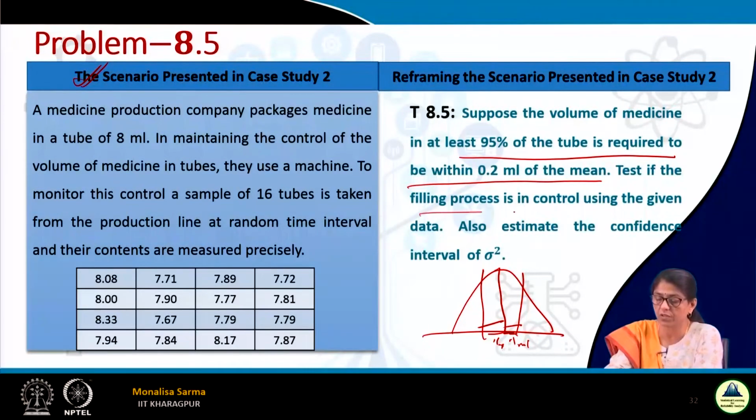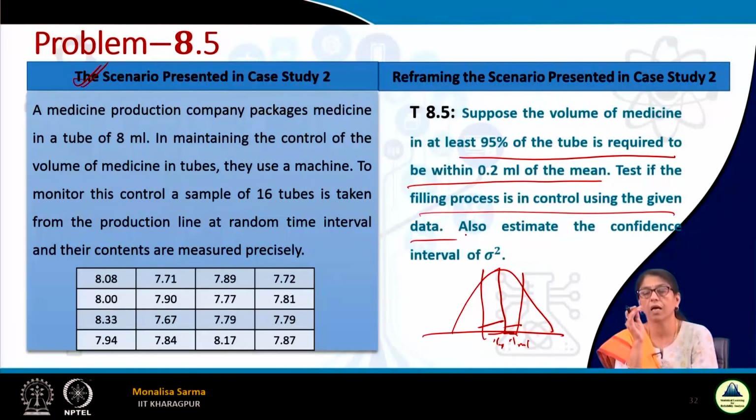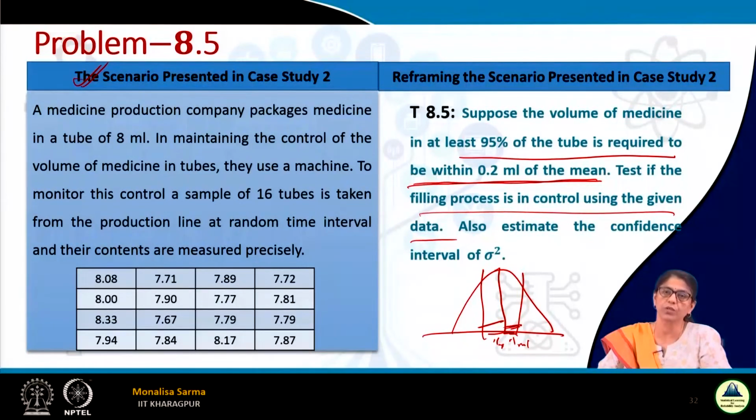Test if the filling process is in control using the given data. This is what we want our standard deviation to be. When it is given as 0.1, it is not variance. When it is given as within 0.2 ml of the mean, it is not talking about a variance, it is talking about the standard deviation, isn't it? So how much is it changing from the mean? It is changing by 0.1. So we need to check whether our volume is within 0.2 ml of the mean. That means the maximum we can bear is a standard deviation of 0.1. Okay, that we have to check. So if the standard deviation is 0.1, what will be the variance? The variance will be 0.1 squared, right?